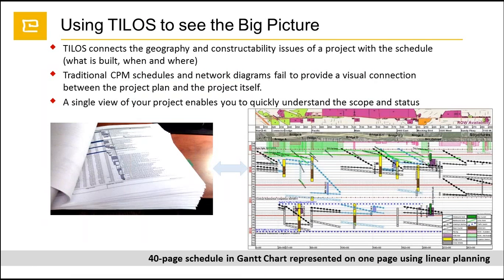Why we use TILOS is to see the big picture of the project. Instead of a 40-page report from traditional CPM tools such as Primavera, MS Project or Asta Powerproject, we can have the whole project on one A4 or A2 page. It doesn't matter how you print, but it is a one-page report.